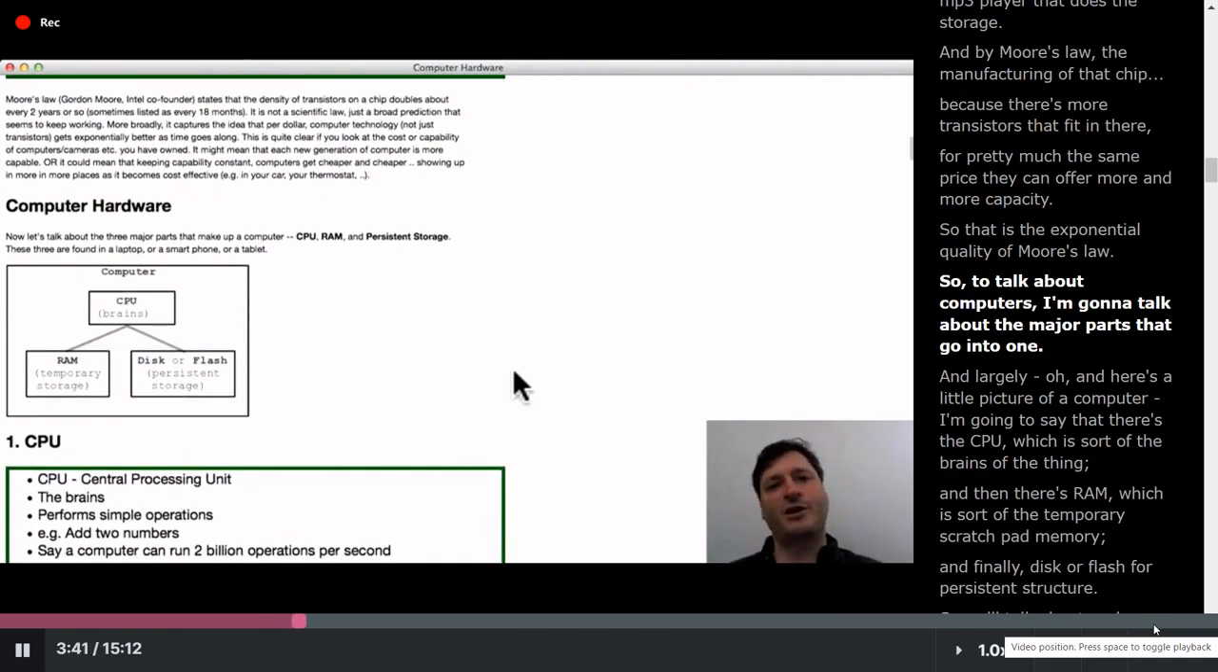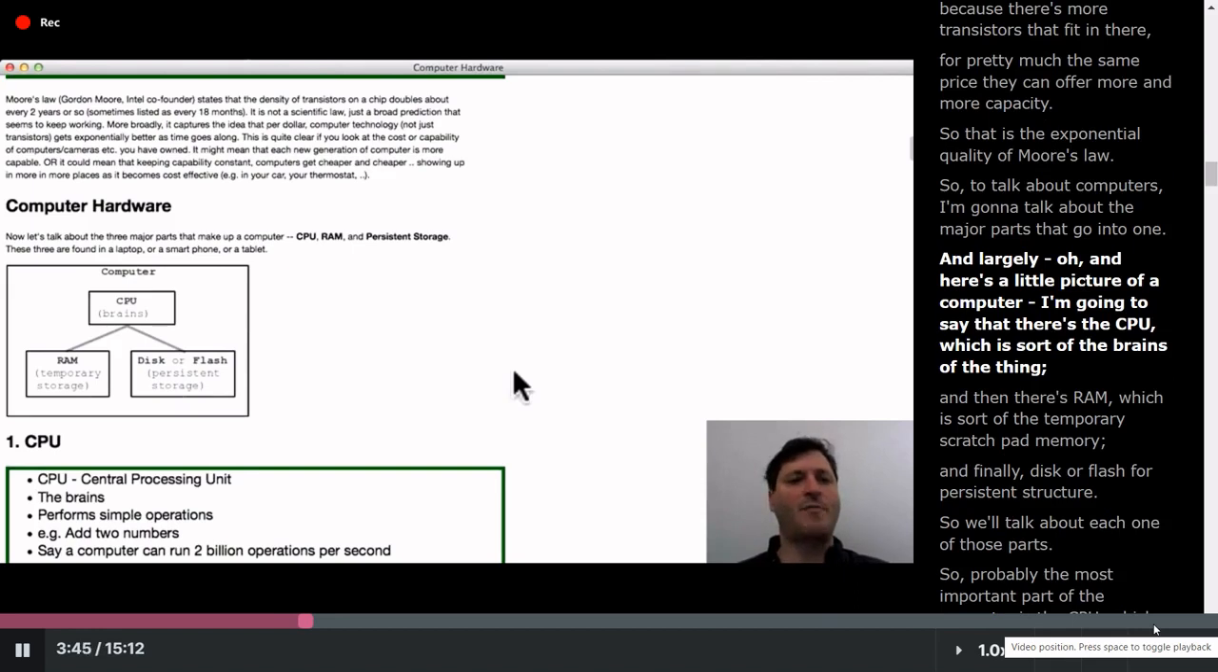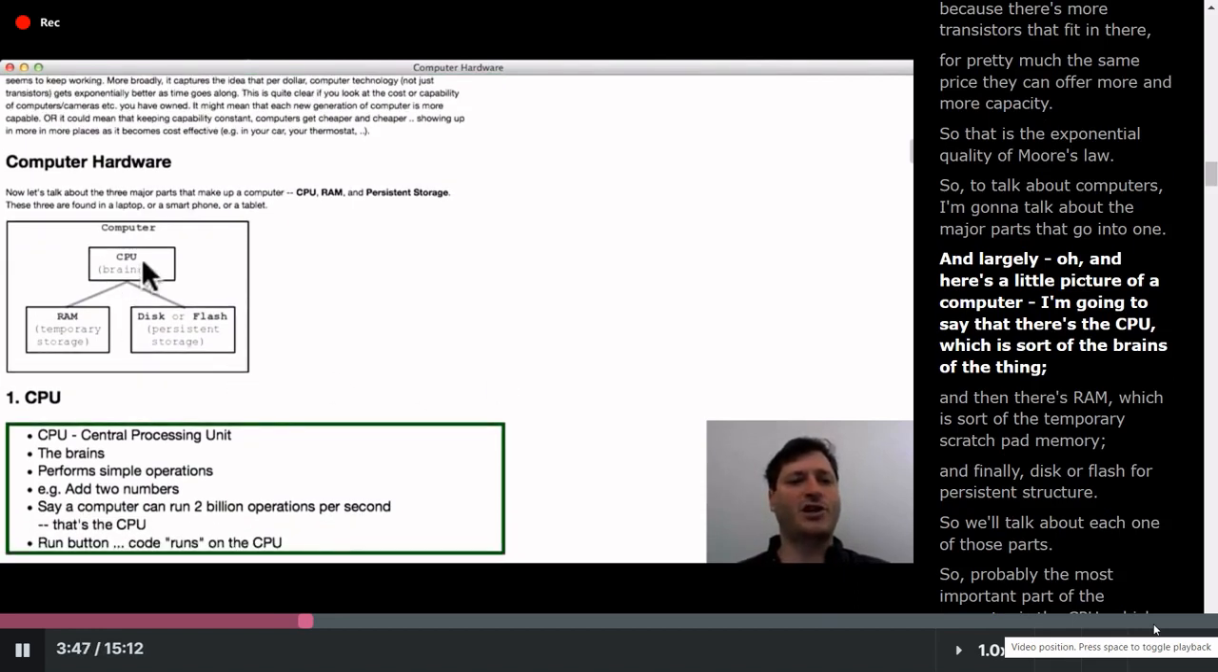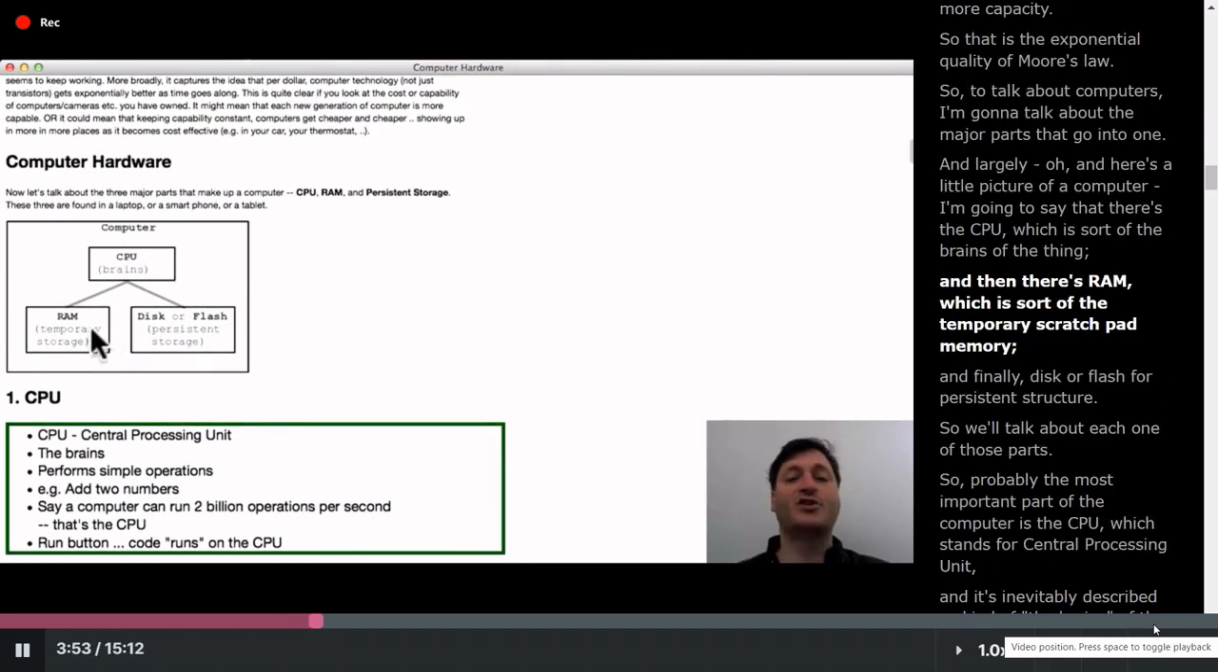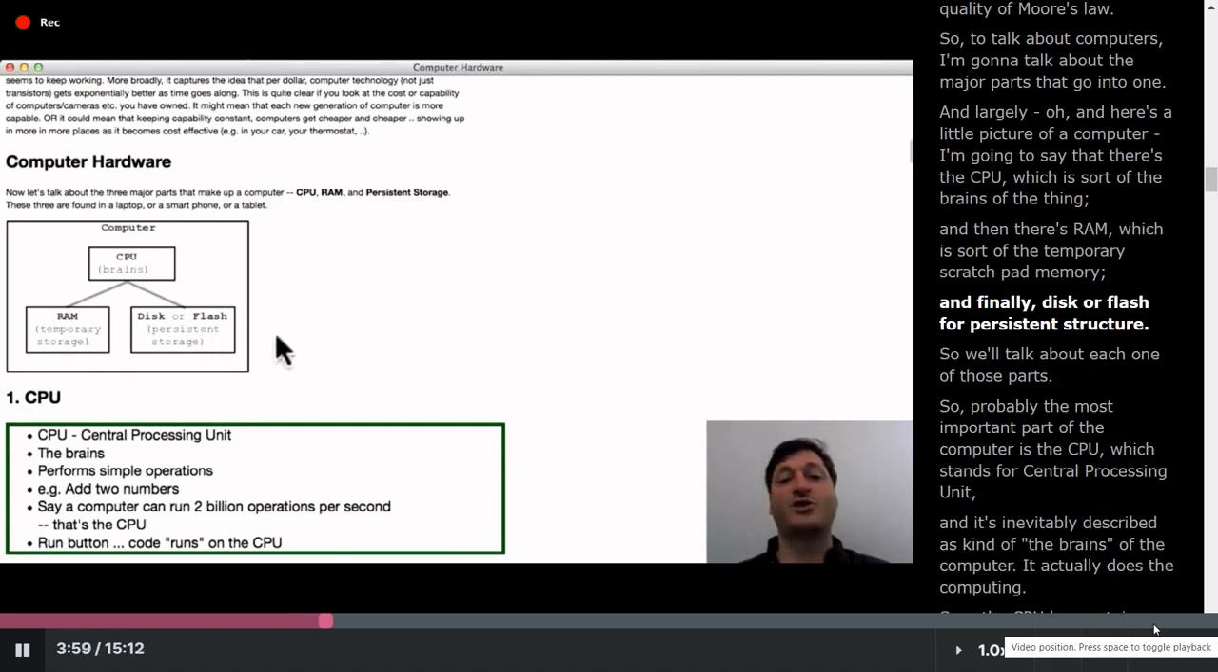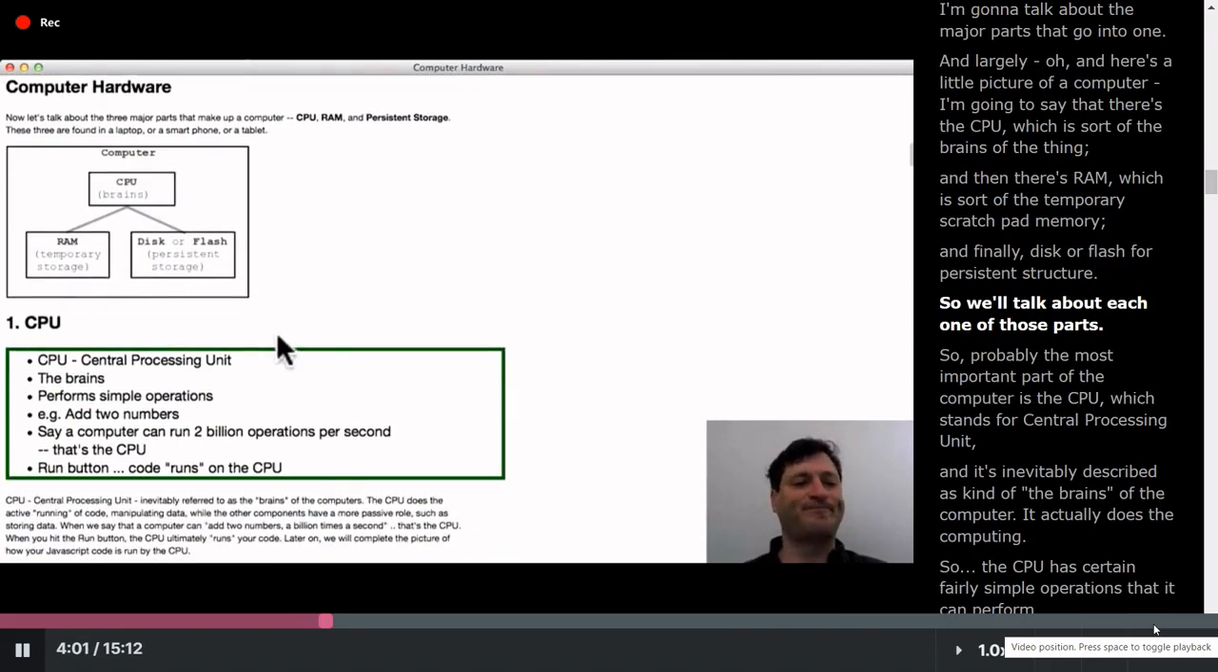So to talk about computers, I'm going to talk about the major parts that go into one. Largely, here's a little picture of a computer. I'm going to say that there's the CPU, which is sort of the brains of the thing. And then there's RAM, which is sort of the temporary scratchpad memory. And finally, a disk or flash for persistent storage. So we'll talk about each one of those parts.